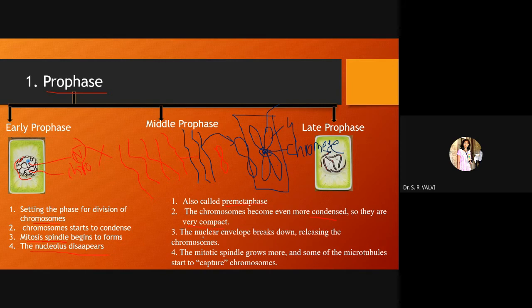Now the nuclear envelope breaks down here, so it starts disappearing. In early prophase what we said, the nucleolus starts disappearing. Here now the nuclear envelope breaks down, releasing the chromosomes. Now chromosomes will come out from this nucleus, right? Where will they come? They will reside within the cytoplasm. The mitotic spindle grows more, and some of the microtubules start to capture these chromosomes.